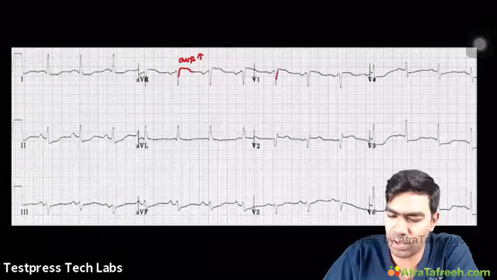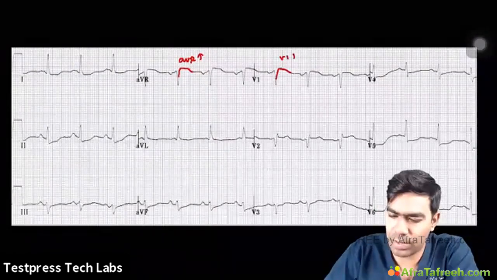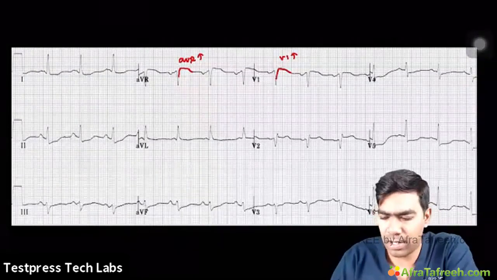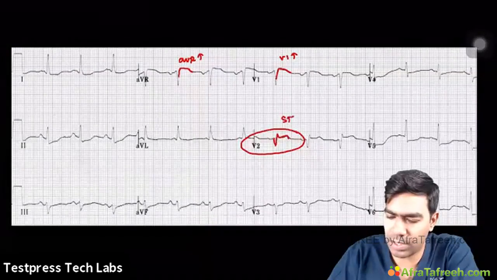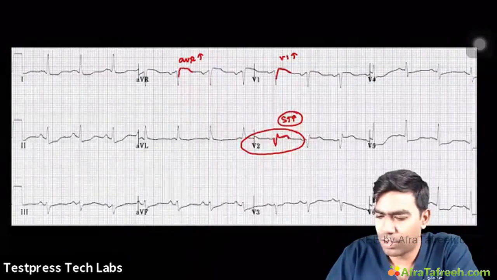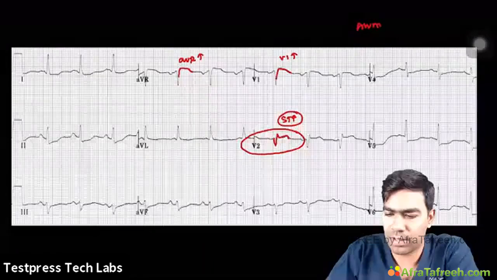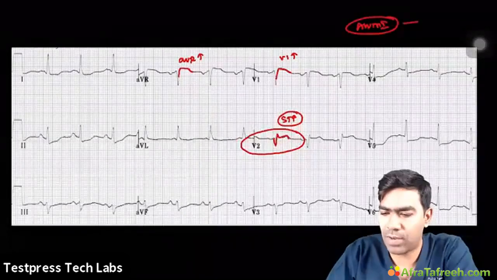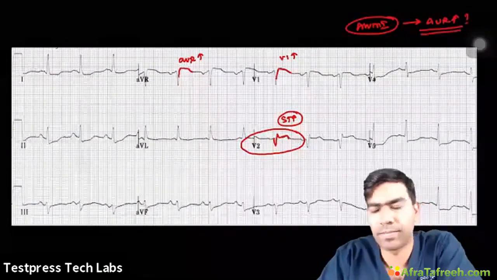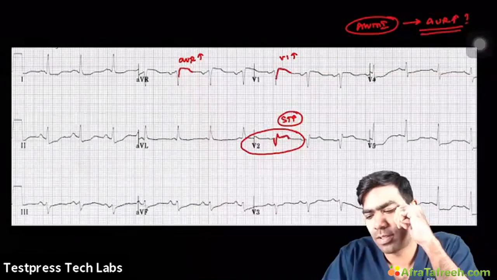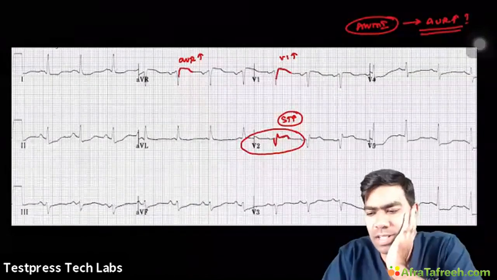So V1 also is showing some elevation. But more importantly, what you're seeing in V2 is also elevation. You're seeing a Q wave with an ST elevation in V2 also. So this is not a simple LMC occlusion. This is an anterior MI only, for sure. But an anterior MI that shows AVR elevation. Where will you see that? This is an anteroseptal MI, but they are having AVR elevation. Where will you see that?